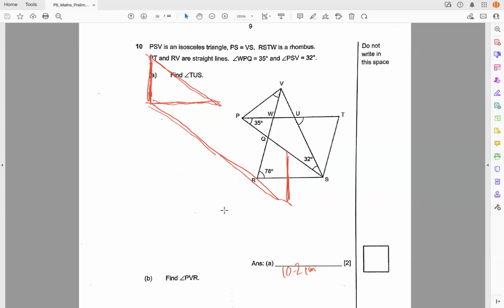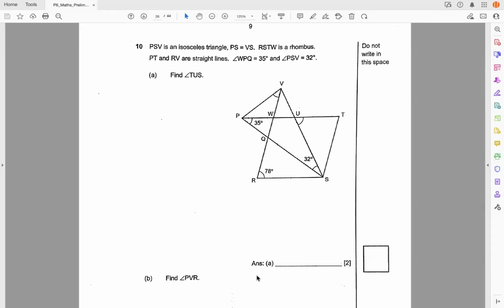What is wrong with this? I can't erase this. Oh, let me pause. Suddenly I cannot erase the ink.